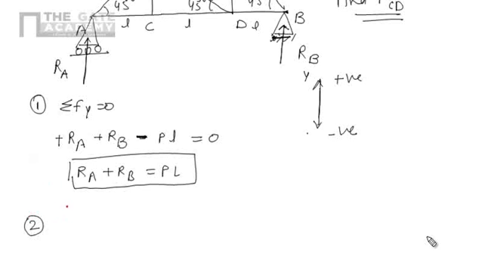Second condition of equilibrium: algebraic summation of moments of all the forces about A should be 0. The RA is passing through A, so perpendicular distance is 0, so the moment is 0. So I can write RA into 0 because perpendicular distance is 0.